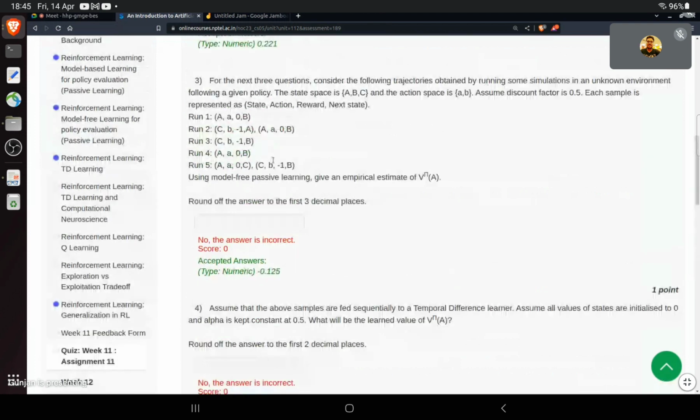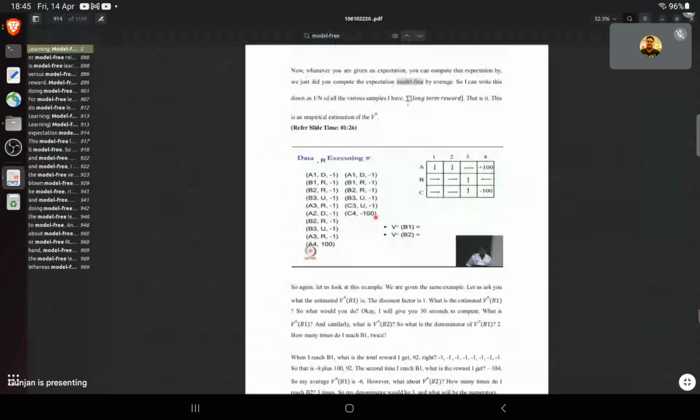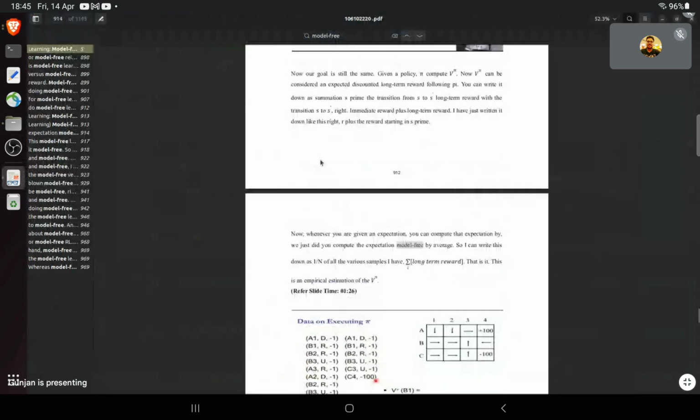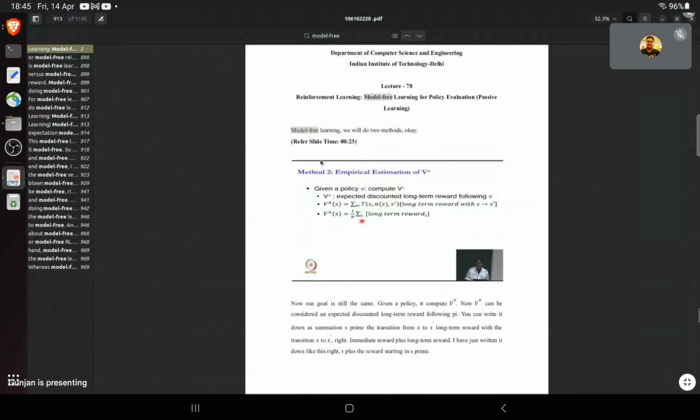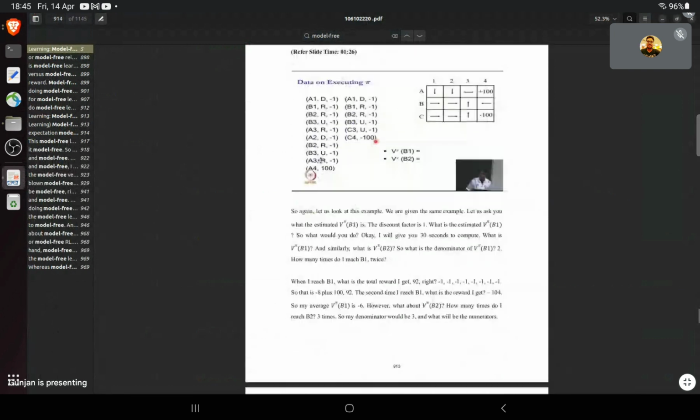For the first question, you can ignore it because it is model-free passive learning. Then it would be wrong, the way I was doing. I would say that you did not consider V pi C while computing that. Okay, so you can go ahead.